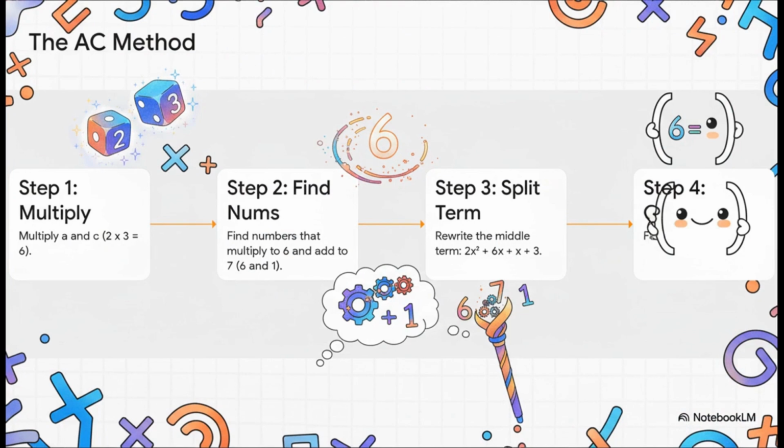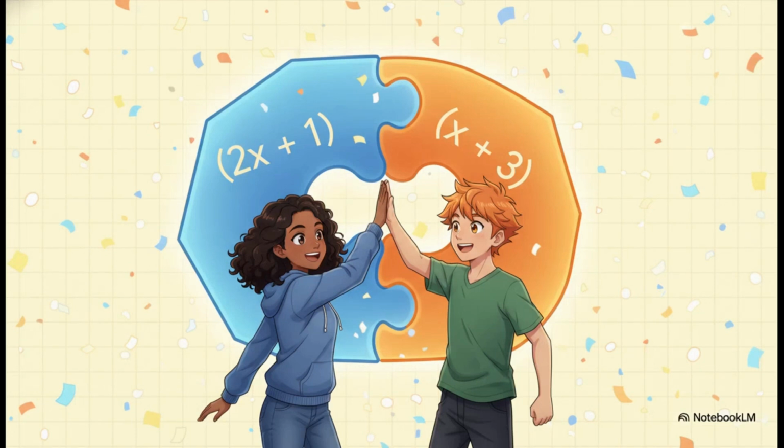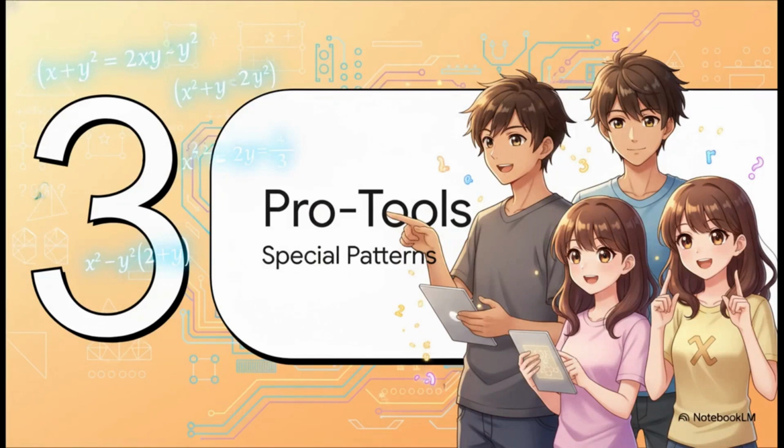Step 1, we multiply a and c. So 2 times 3 gives us 6. Step 2, we need two numbers that multiply to 6 and add to 7. Easy enough, that's 6 and 1. Now for step 3, we split that middle term, 7x, into 6x plus x. And finally, step 4, we group the terms and find what they have in common. And would you look at that? After we group them, we see they both share a common piece, the binomial x plus 3. So we factor that out, and we're left with our final answer, 2x plus 1 times x plus 3. Puzzle solved.